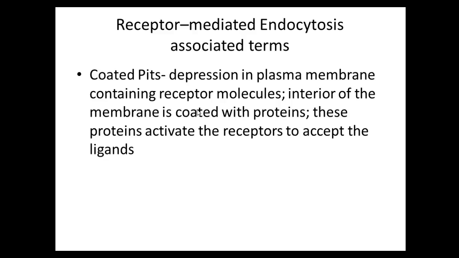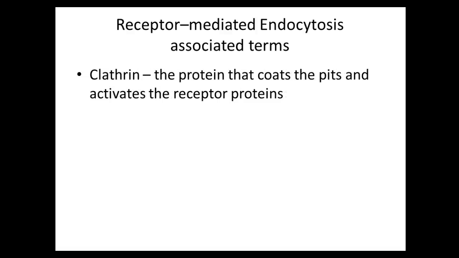Okay. Then we also have the term coated pits. So you have a depression in the plasma membrane that contains the receptor molecules or receptor proteins. The interior of that membrane is going to be coated with proteins, and these proteins are going to activate those receptors to be able to accept the ligands. So if the protein coating on the inside of the membrane is not present, then the receptors do not have the correct shape and they cannot pick up the nutrient or the hormone from outside the cell.